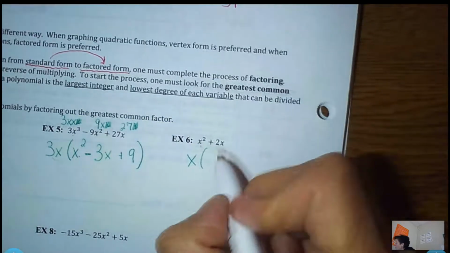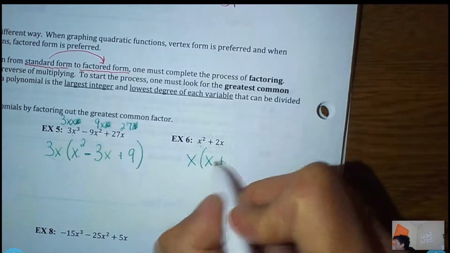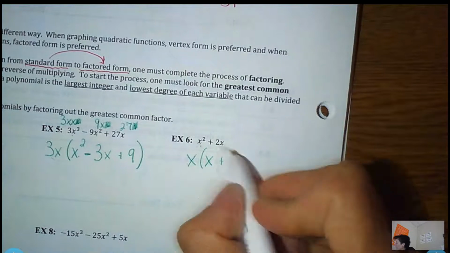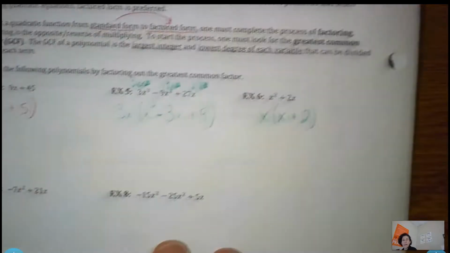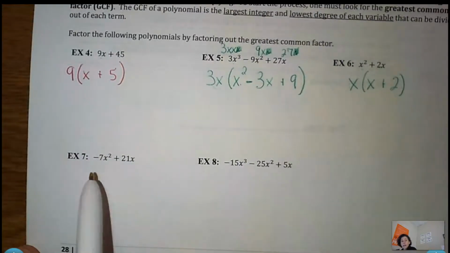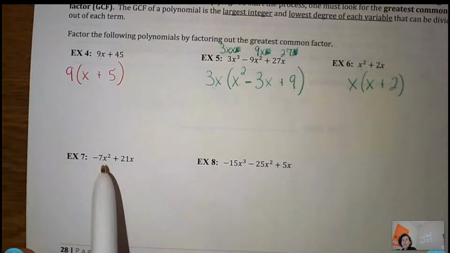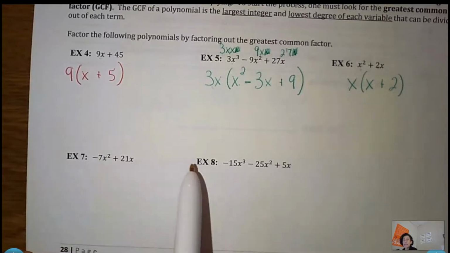So I'll be left with an x here, there's the plus sign, and who did x meet to get 2x? That would have been a 2. So you're going to see I'm going to kind of explain this many different ways, trying to figure out what works best. All right, the next two are special because when I look at our leading term, it's negative.